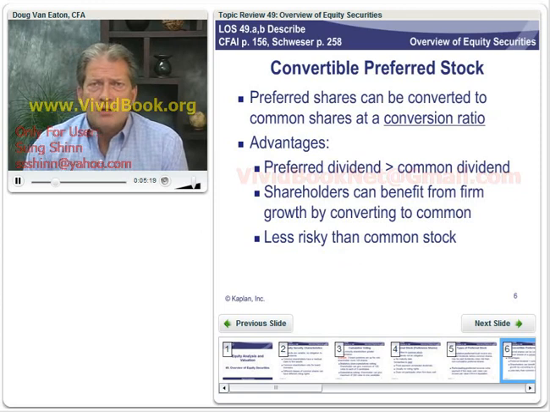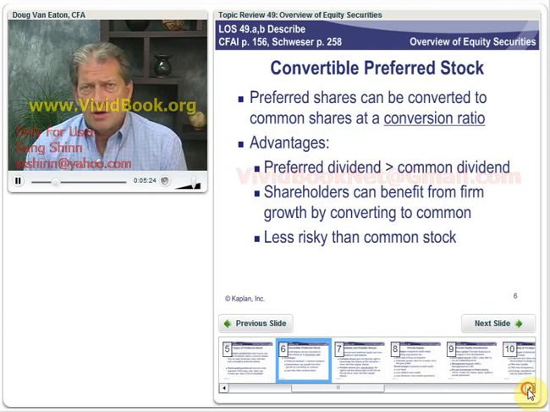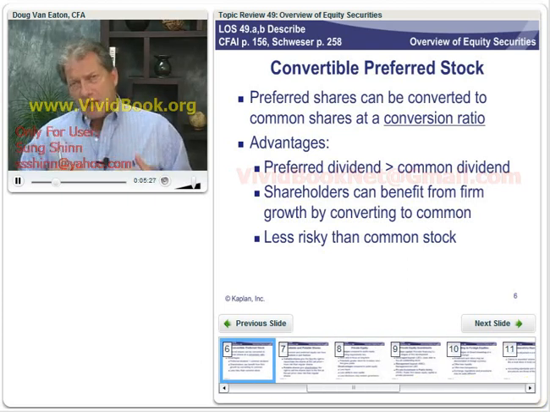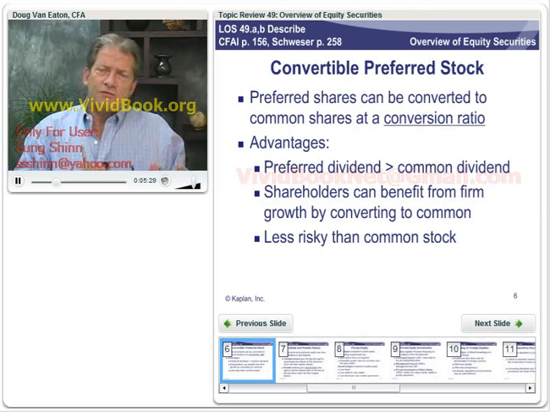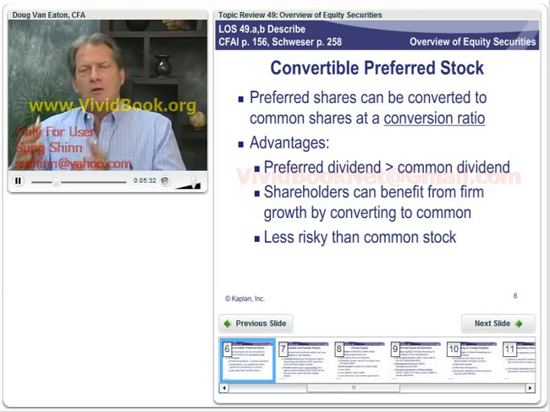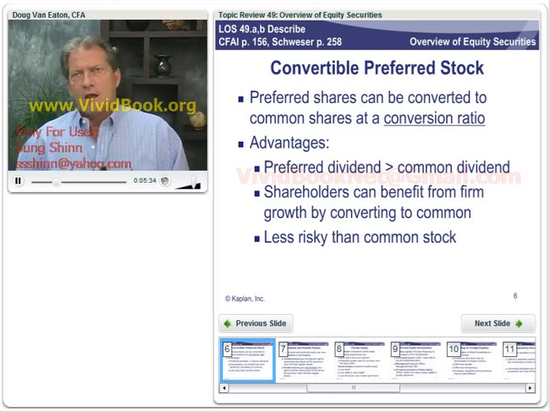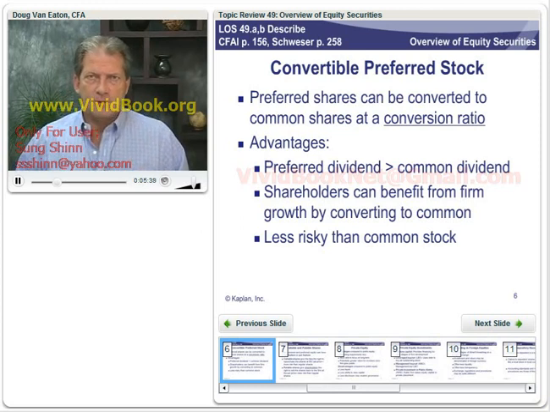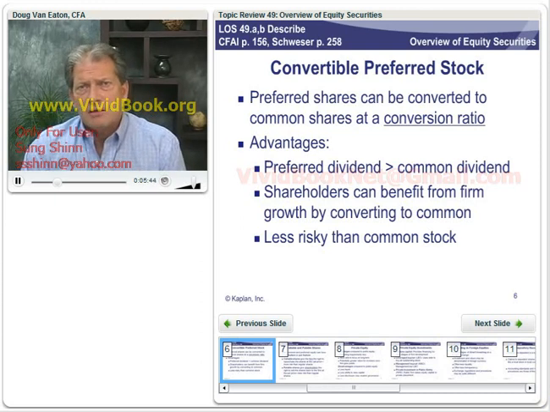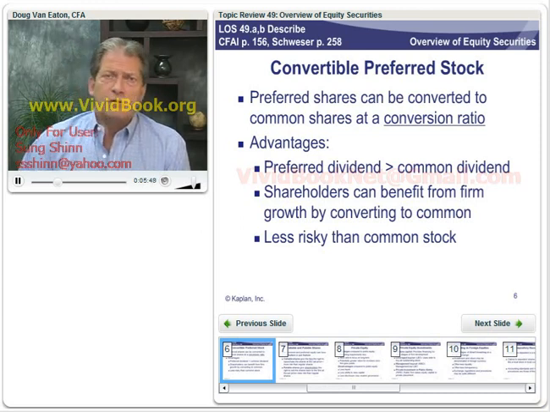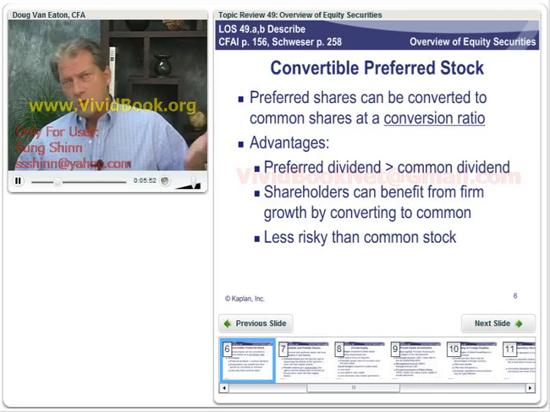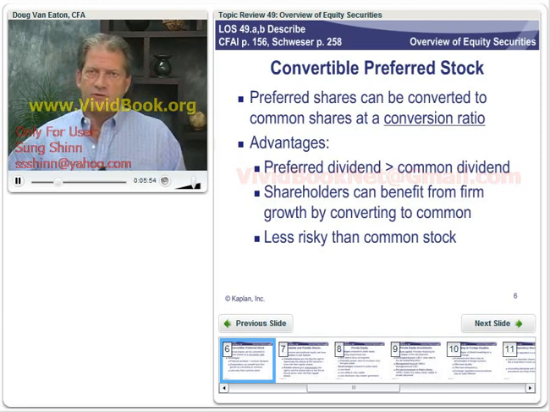Convertible preferred stock gives you even more of an upside because those shares can be converted into common stock. So if the firm does really well and the common stock goes way up, you can convert the preferred stock into the now much higher valued common stock and benefit from the success of the company. And this is less risky than common stock, but more risky in most instances than regular preferred stock. That is, if you want more of the upside, you get more of the risk.